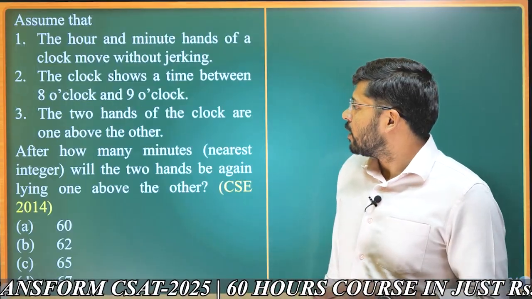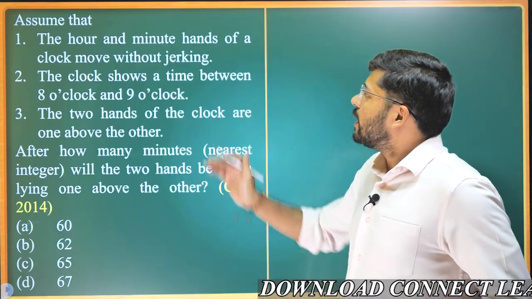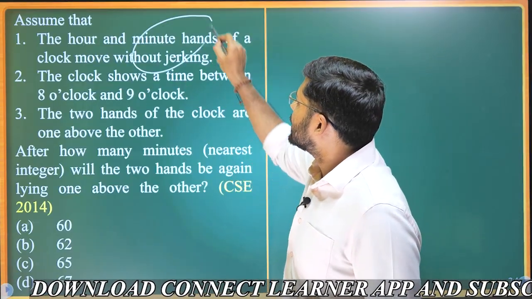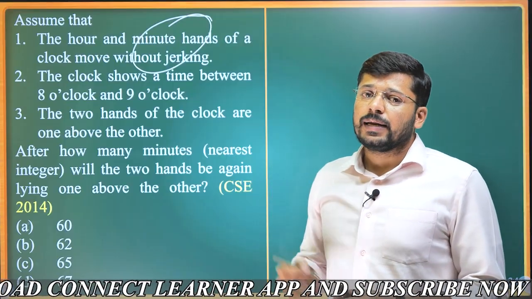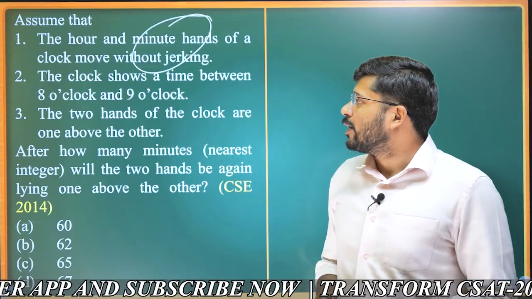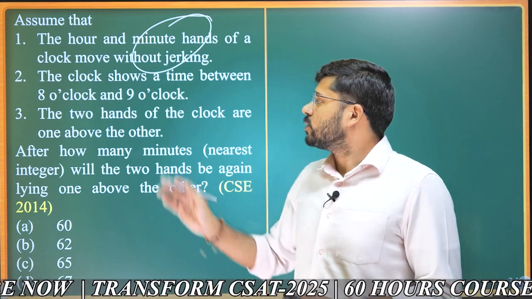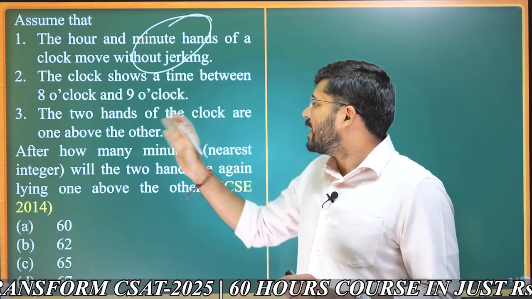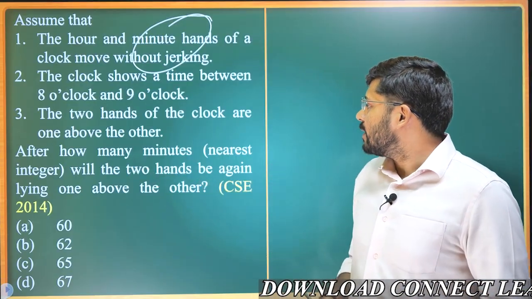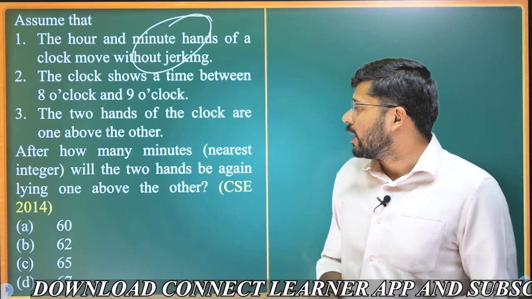Okay. Now, based on these concepts, we will look at a previous year question. Assume that the hour hand and the minute hands of a clock are moving without jerking. Yes, we have already made that assumption. We have assumed that when it comes to clock, all the clocks are sweeping clocks. The clock shows the time between 8 o'clock and 9 o'clock. The two hands of the clock are one above another. So somewhere between 8 o'clock and 9 o'clock, the hour hand and the minute hand are overlapping or coinciding. After how many minutes, nearest integer, that is approximately, will the two hands be again lying one above another?